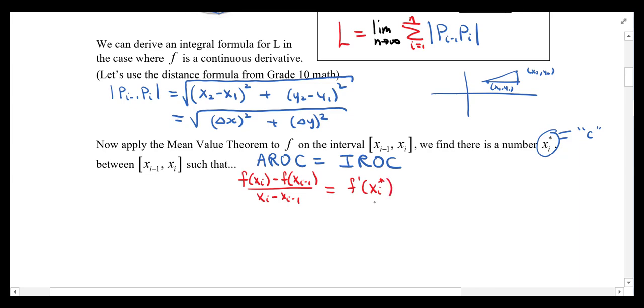Okay? Now this is an interesting equation, but I don't like having that denominator on the left-hand side. So I'm going to ask you to multiply both sides by this to get this lovely equation. f(x_i) minus f(x_{i-1}) equals f prime of x_i star, that c value, times x_i minus x_{i-1}.